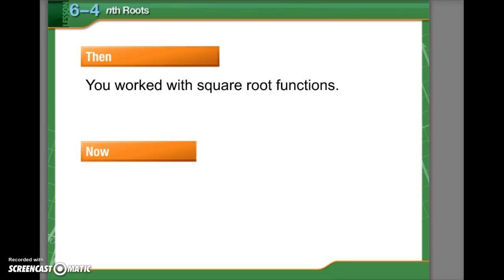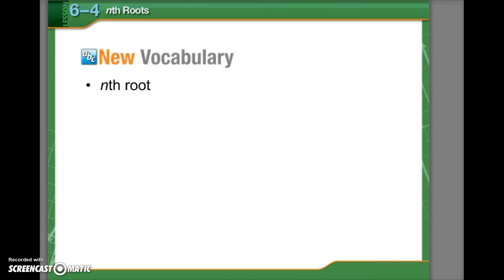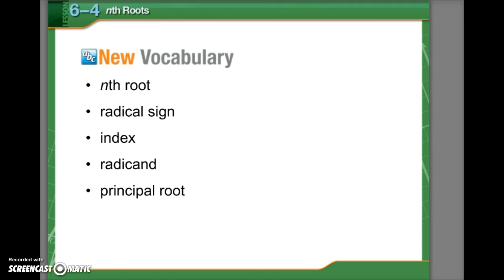So in the past, we have done square root functions. We did that in our last lesson. What we're going to do in this lesson is simplify radicals, and we're also going to be using a calculator to approximate radicals. Our new vocabulary for this lesson: we have the nth root, the radical sign, the index, the radicand, and the principal root.